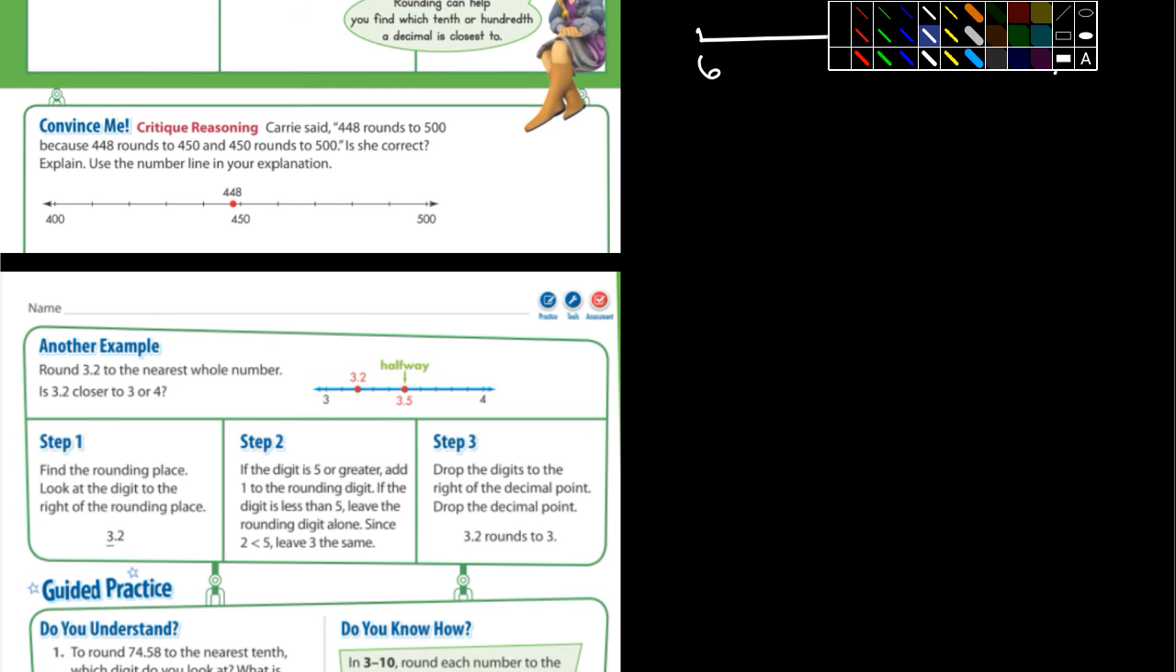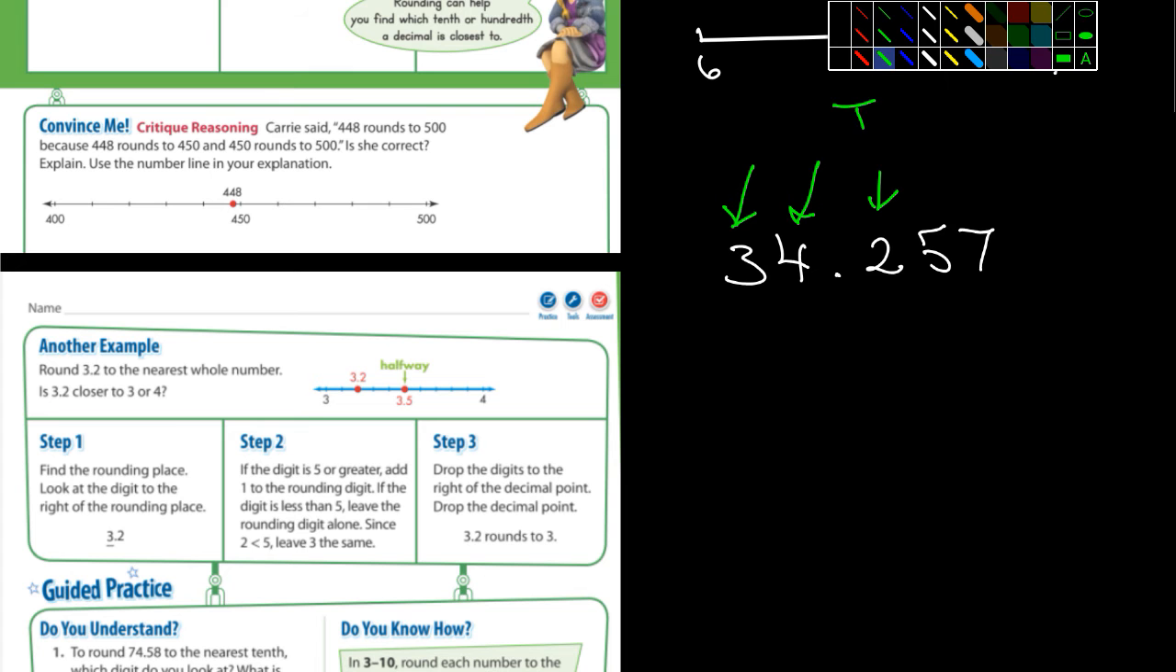So let's say I have the number 34.257. Hopefully by now you guys know what places these numbers are. So you know that the 3, I would hope, is in the tens place. The 4, of course, is in the ones place. This is in the tenths place. This would be the hundredths place. Remember that THS ending. And the thousandths place.